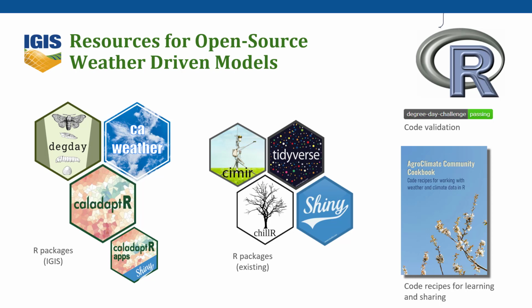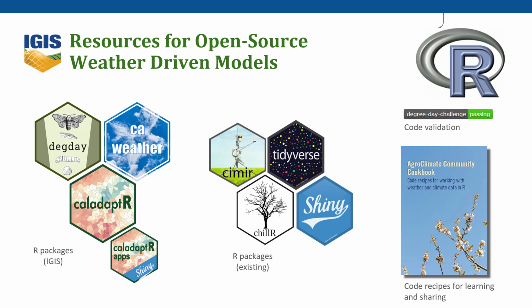CalAdaptR is another fully developed R package that imports projected climate data from Cal-Adapt directly into R through the Cal-Adapt API. This allows you to run these same weather-driven phenology models, not just for the current season or the historical past, but also with modeled future climate data to give us an idea of how cultivar viability and pest cycles might change in the coming decades under climate change.